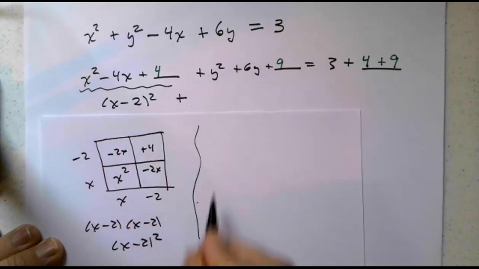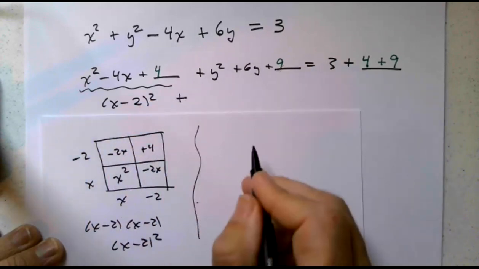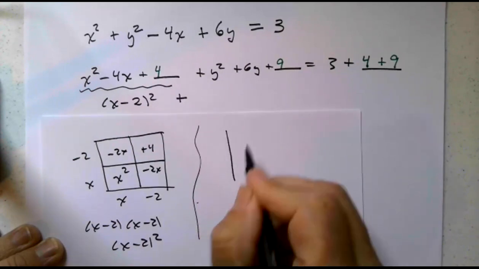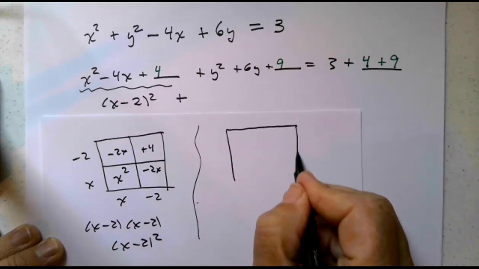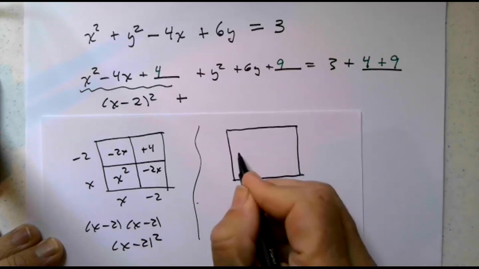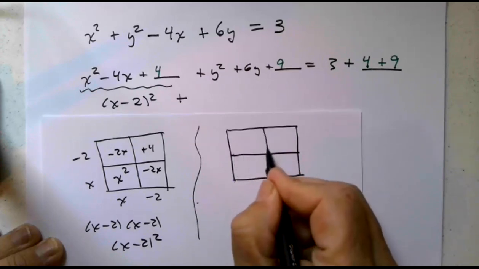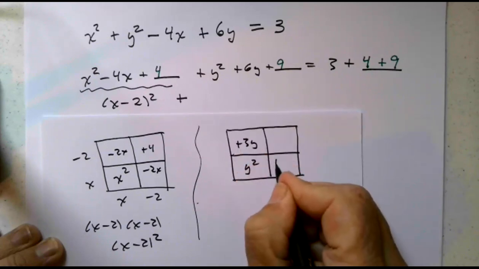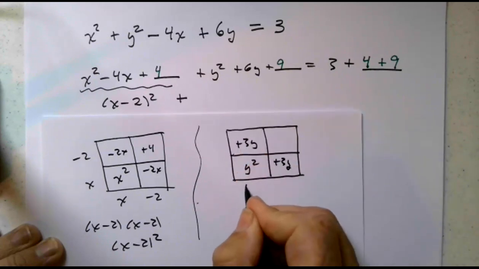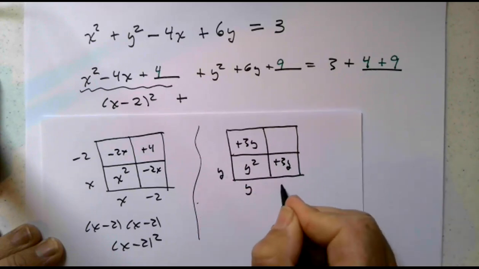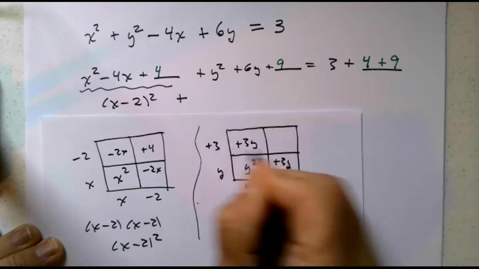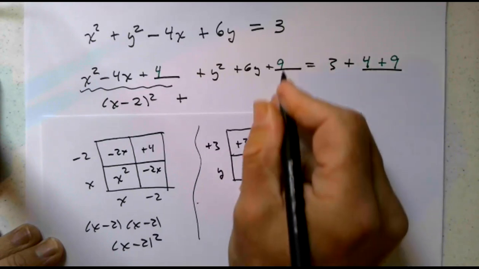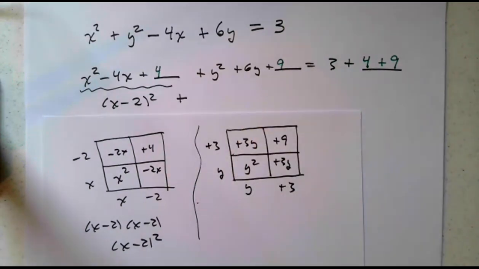Plus, this next one I had y squared plus 6y. I added 9 to complete the square. How would I have done that if I visualized completing the square? y squared here, plus 3y and plus 3y gives me plus 6y. y times y is y squared. Plus 3 times plus 3 is plus 9. So adding 9 would have completed the square, and that's what I did.